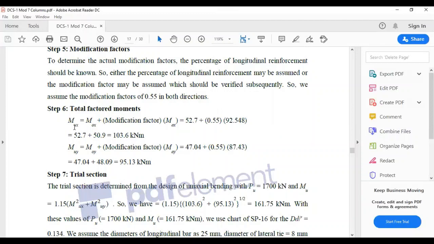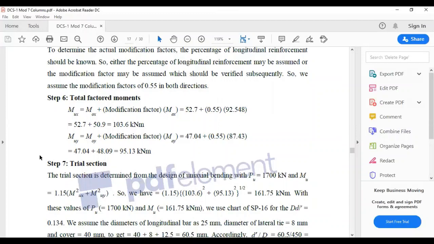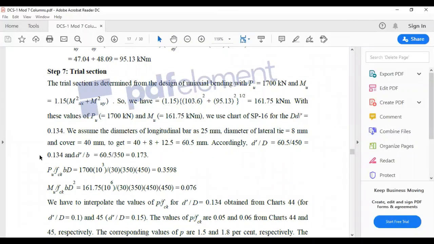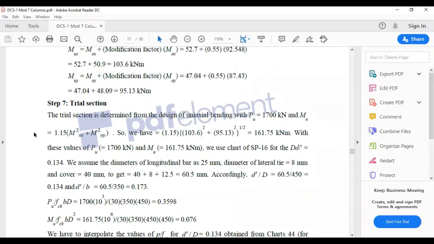So now we have got the value of total factored moments. So next step is to assume a trial section. A trial section is determined from the design of uniaxial bending with Pu as 1700 kilonewton and Mu as 1.15.